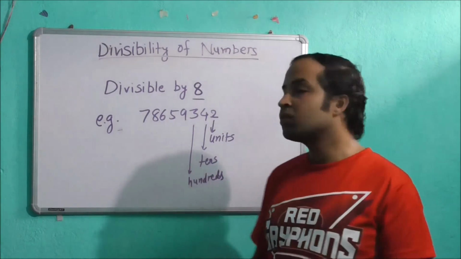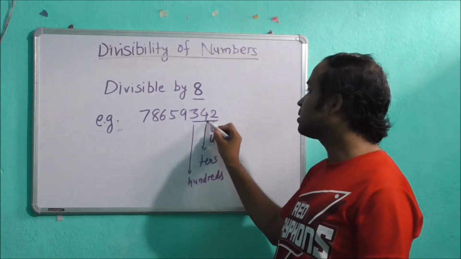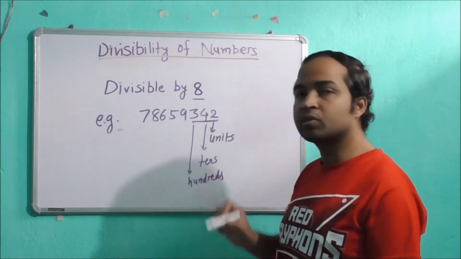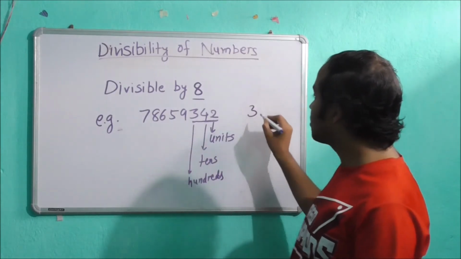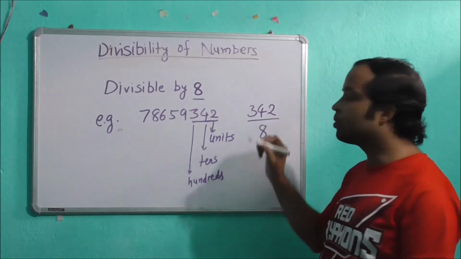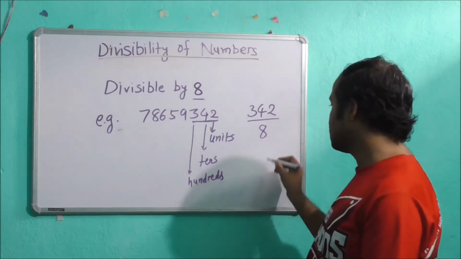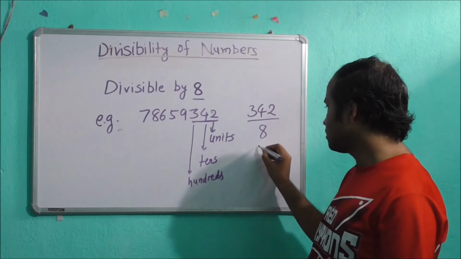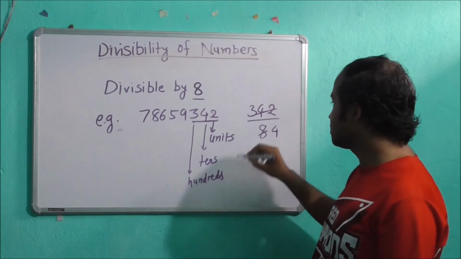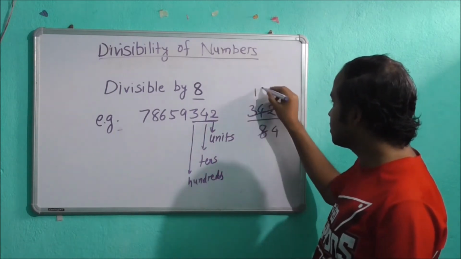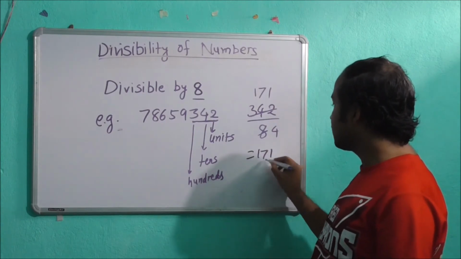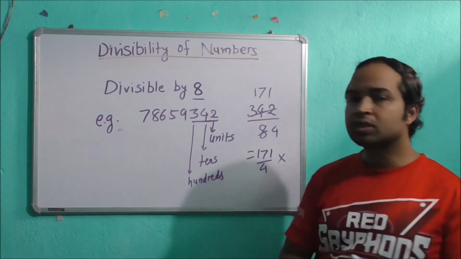So the number formed by taking the digits at unit, tens and hundreds place, so this is 342. Now we will check whether this number is divisible by 8 or not. So 2 4s are 8, 2 1s are 2, 2 7s are 14, 1 7 1. So now this is 171 divided by 4. This is not divisible by 8.